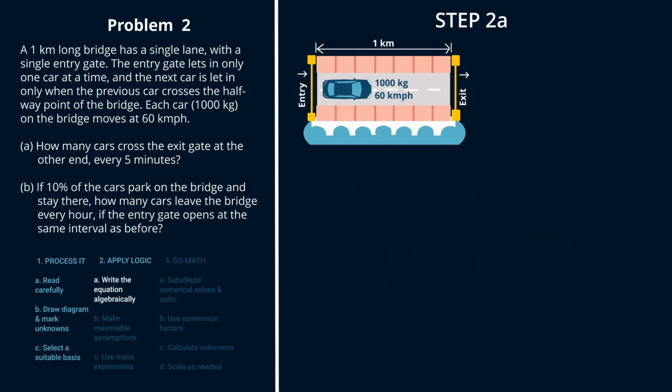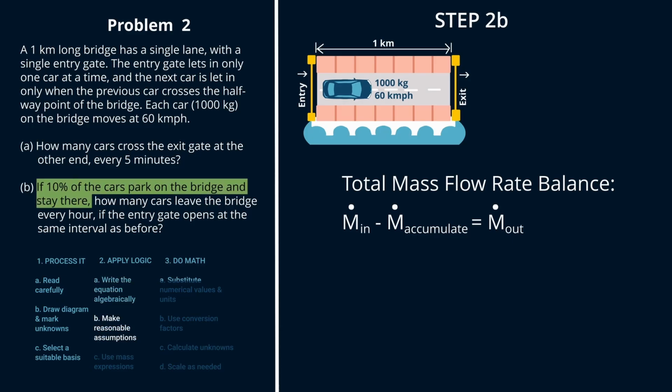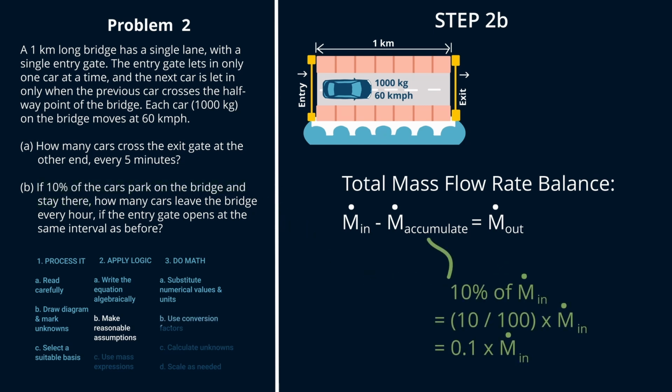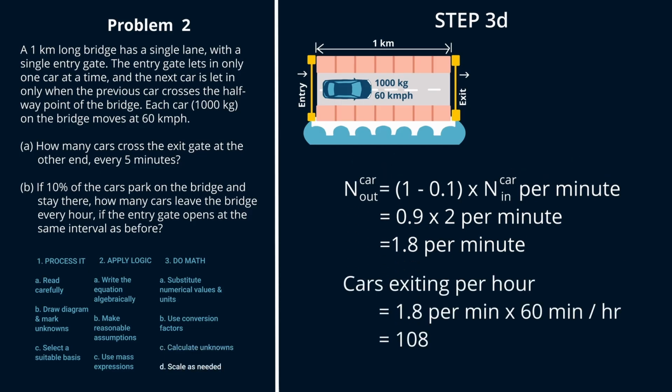For the second part of the problem, let's write the mass flow rate balance for the total system. In this case, it is explicitly stated that there are cars parking on the bridge. The system is accumulating mass and a steady state assumption is not valid here. The mass accumulation is equal to 10% of the mass input. We follow the same steps as the previous part and obtain the number of cars leaving the bridge per minute. Finally, we scale up to match the problem requirements.